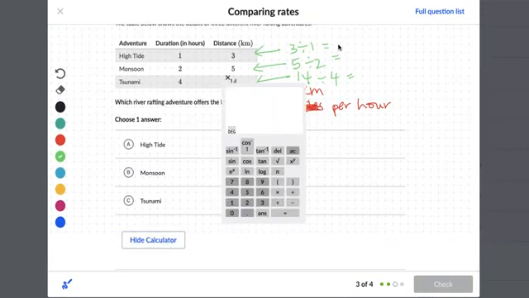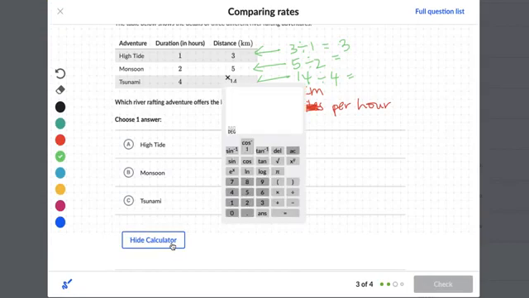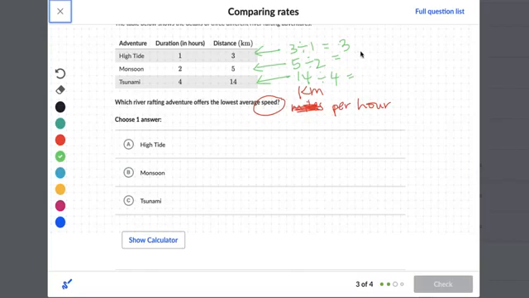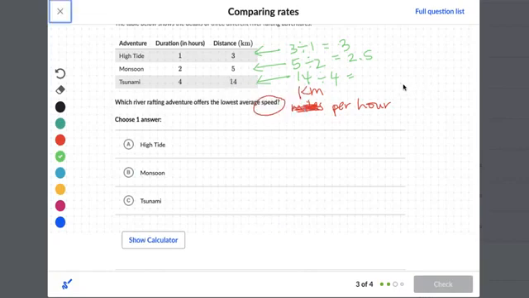3 divided by 1, actually, we don't even need to do that because it's just 3. And then 5 divided by 2. Some of you may already know that answer in your head, but it's 2.5. If you need the calculator, go ahead and use the calculator. And 14 divided by 4. So we're going to always go in that order. 3.5.